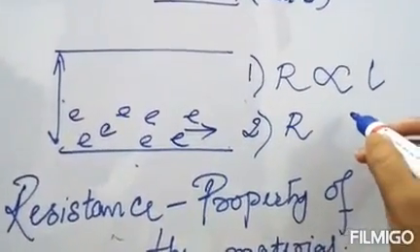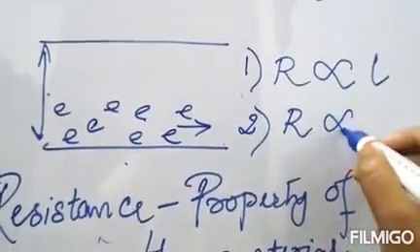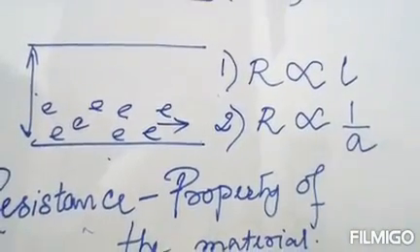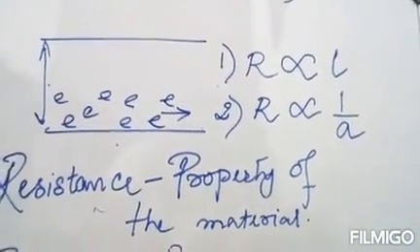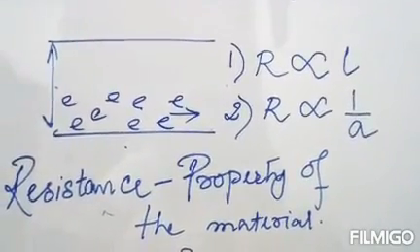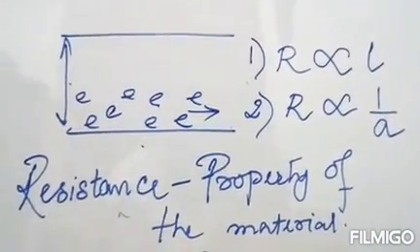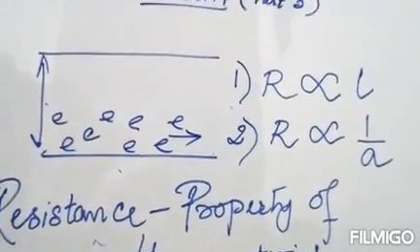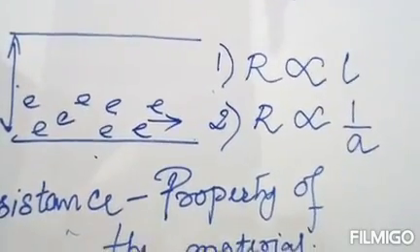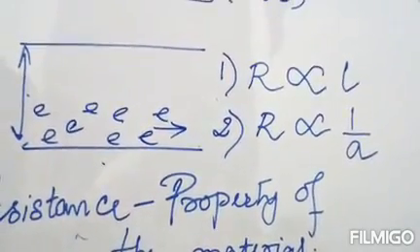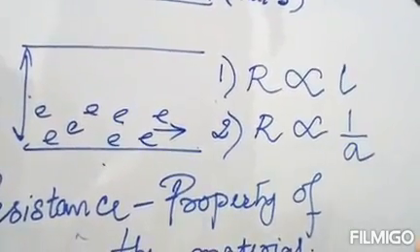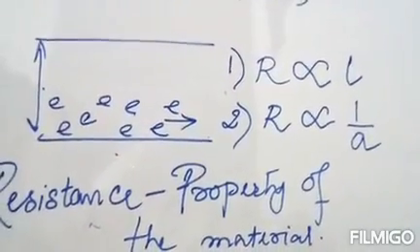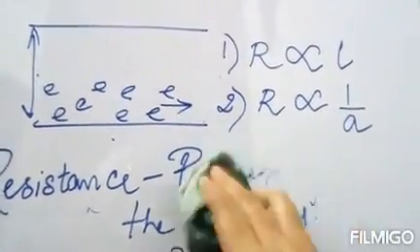Correct? So how can we represent it mathematically? We will say resistance is inversely proportional to area. Now resistance also depends on the material and temperature of the wire. What kind of material it is, or what the temperature of the wire is. The more the temperature, the more the electrons will be agitated. So it also depends on the temperature and material of the wire.